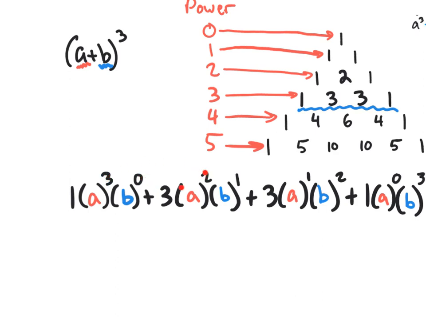So this max power and this 0 power, they trade places, right? The 3 drops to a 2 as a 0 increases to a 1, drops to a 1, increases to a 2, drops to a 0, increases to a 3. I hope that makes sense. That's the theorem. That's what you need to know how to do.